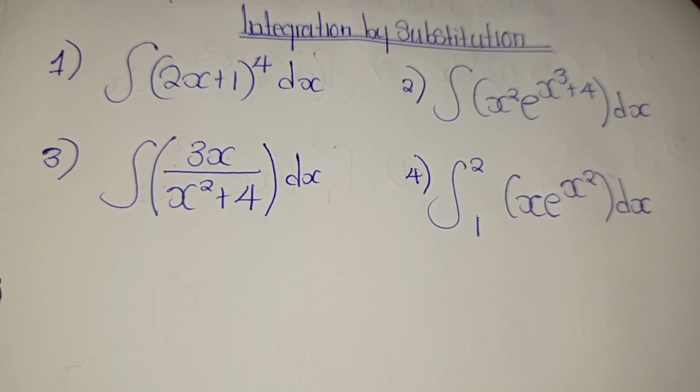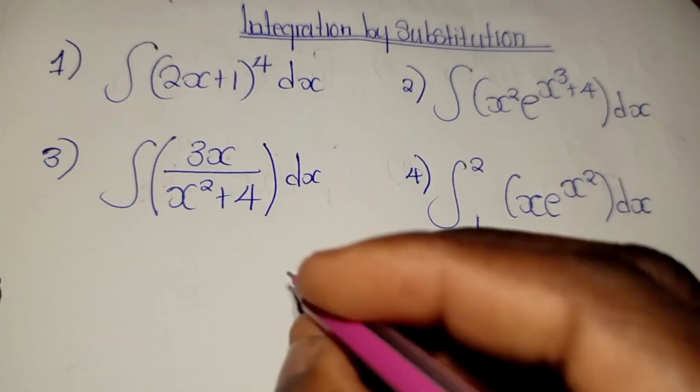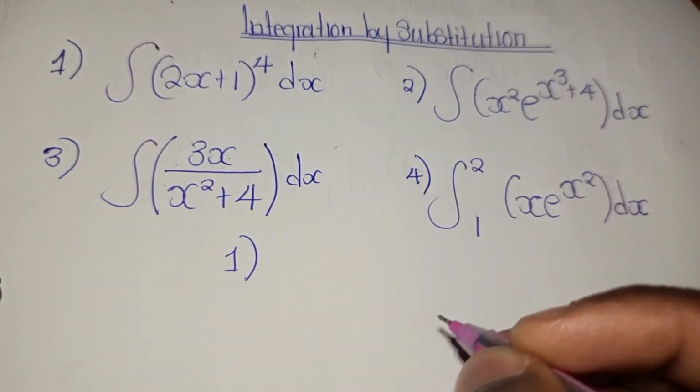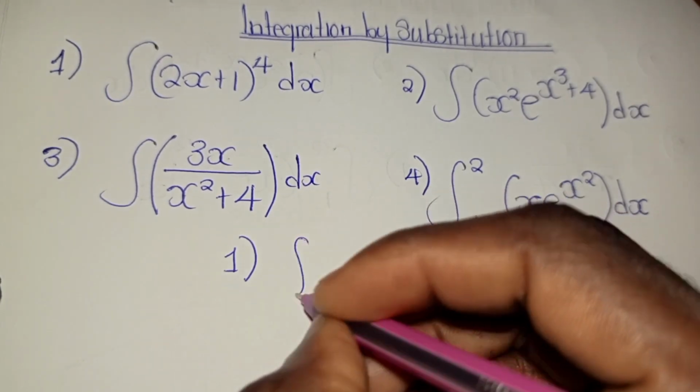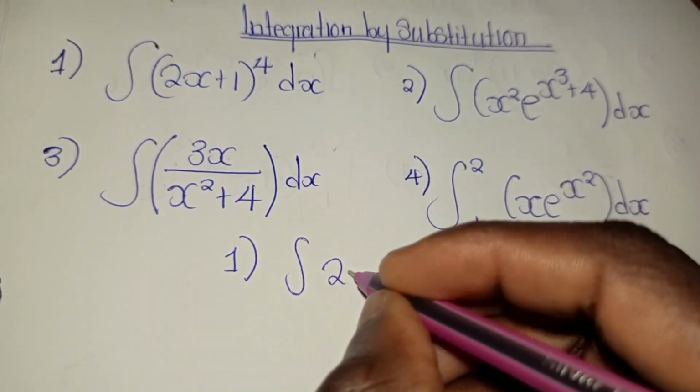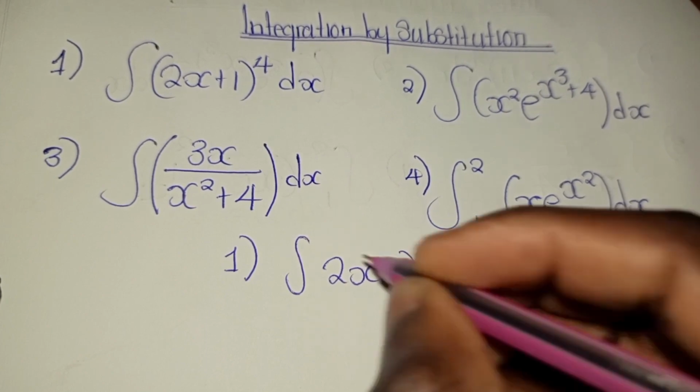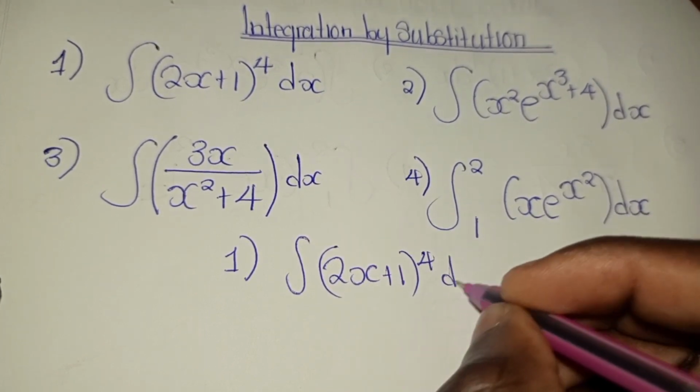So, today we are going to look at what is referred to as integration by substitution, where we have four examples to guide us in how we can understand integration by substitution. With substitution here, you can just choose any letter you want, but specifically for me, I like letter u. So, we'll start by solving number 1, which requires us to find the integral of (2x + 1)^4 dx.